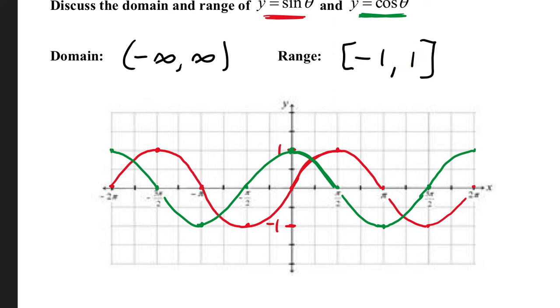You can get values between -1 and 1, and you can even get -1 and +1. But when you press enter on your calculator, you will never get an answer that's less than -1 or greater than +1.